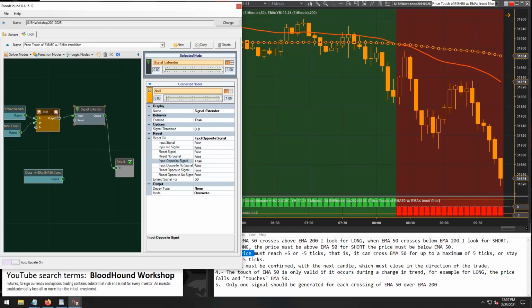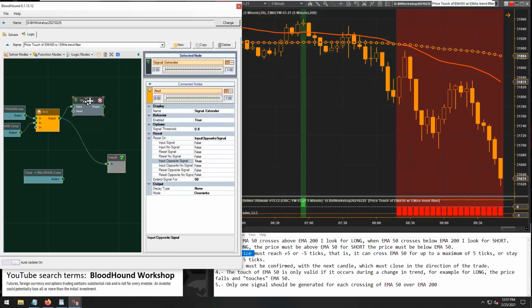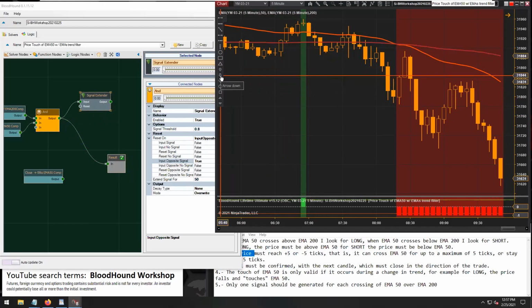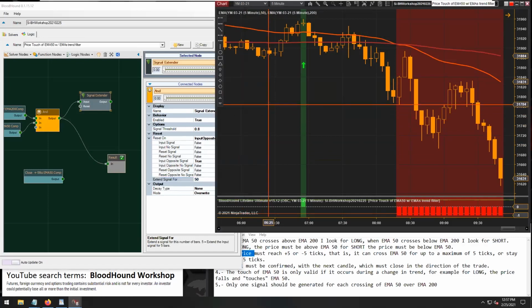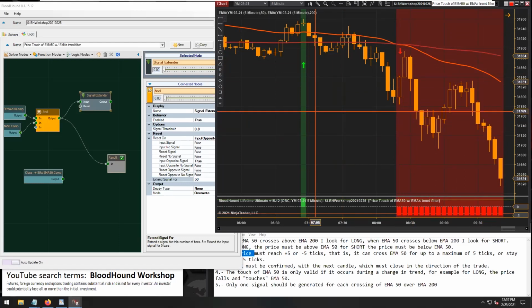So let's take a look, what's going into the signal extender? Well, we have, come on, grab that arrow, there we go. So we have this long signal here, and the signal extender is extending it for 50 bars, and I put it to 50 bars just to exaggerate why I'm using the signal extender. So this 50 bars is just an exaggeration. And then when we get to the crossover, clearly we can see we have a bunch of short outputs.